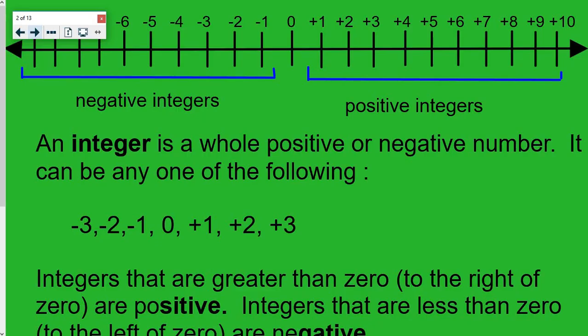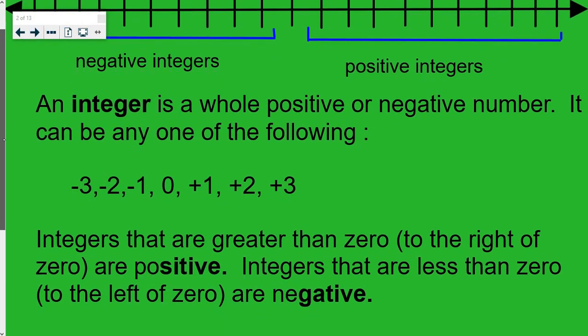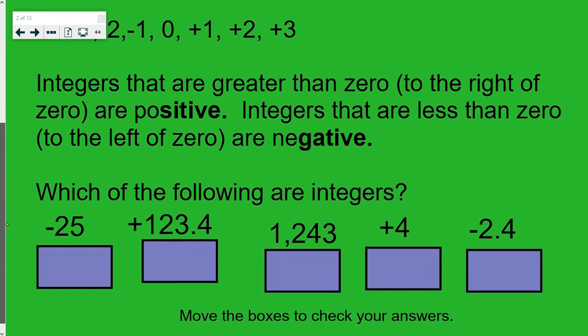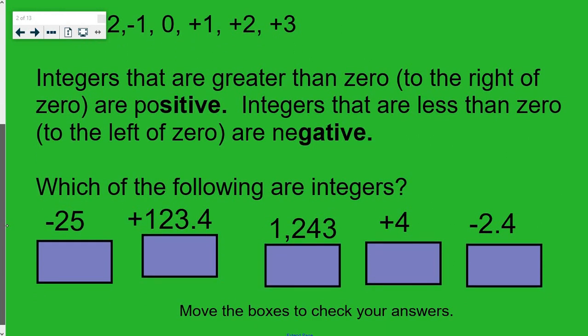So an integer is a whole positive or negative number. It's got to be a whole number, and it can be any one of the following. It can be positive or negative. Negative 3 is an integer. Plus 3 is an integer. So anything in between. Integers that are greater than 0, to the right of 0, are positive. Integers that are less than 0 are negative.